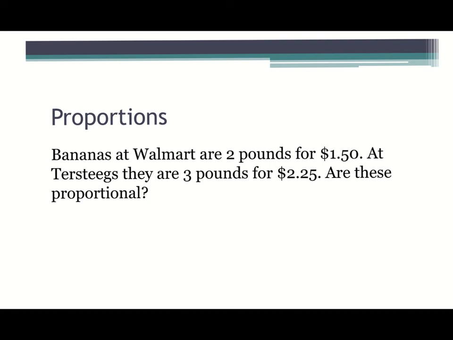So here you can see that I started with just setting up my ratios. Now I decided to put the money on top and the pounds on the bottom, just because a lot of times that's how you do see it, money on top, and then the other thing like pounds on the bottom. Now if you reverse it and you set it up differently, that is okay for this. You're still going to get the same answer.